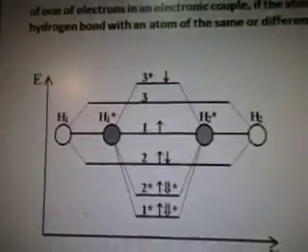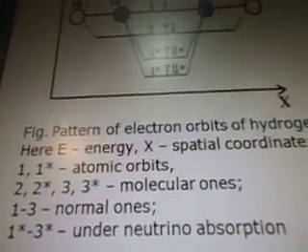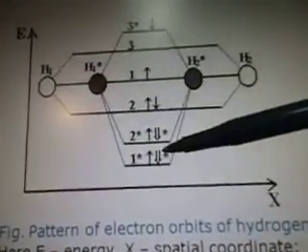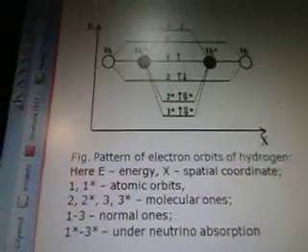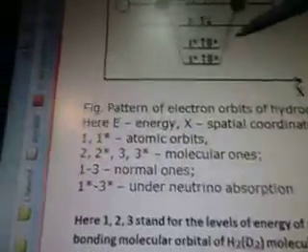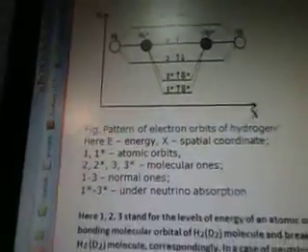Here's a graph for you to look at. Okay, it's a figure pattern of electron orbits of hydrogen. Here, E, energy, X, spatial coordinate. 1 is atomic orbits. 2 and 3 are molecular ones. So this is 1, 2, and 3. These are molecular ones. 1 to 3 are normal. I don't understand this. And then under neutrino absorption is 1 star and 3 star. I don't know if that's this one and this one or which one. Yeah, star 1, star 3. So the outer edges obviously are neutrino absorption.